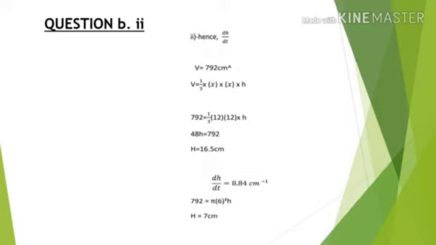From the volume equation of the cylinder, V equals pi r square H, substitute the volume 792 cube and the radius of 6 cm to get H. So the height of water in the cylinder is 7 cm, which is less than the height of the water level in the pyramid, which is 16.5 cm.